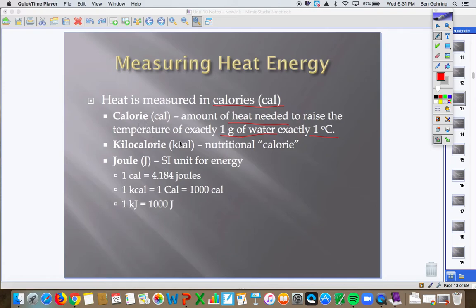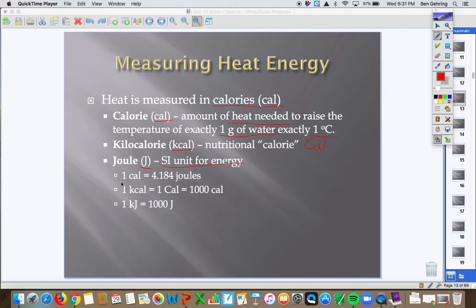We also have what are called kilocalories, or kcals. This is what we think of when we think of a food calorie. A capital C Calorie is the same thing as a kilocalorie. Or we have joules. So we have calories, kilocalories, and joules. Joules are your SI unit for energy. A lot of times in science we're going to use joules, but we can use these other two. We will use these other two in here.